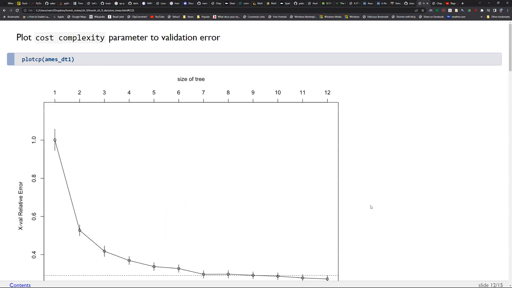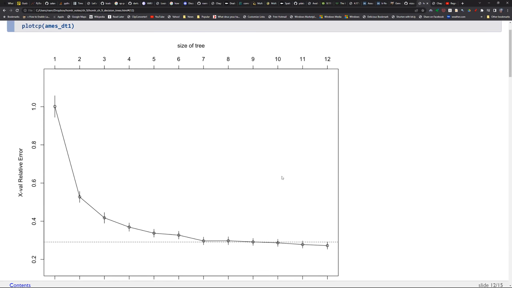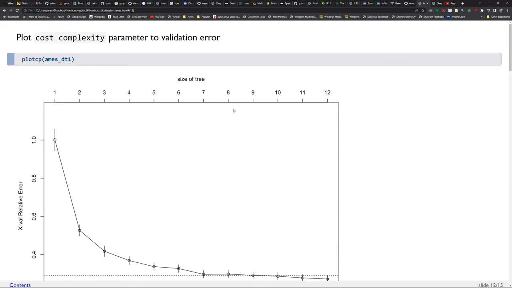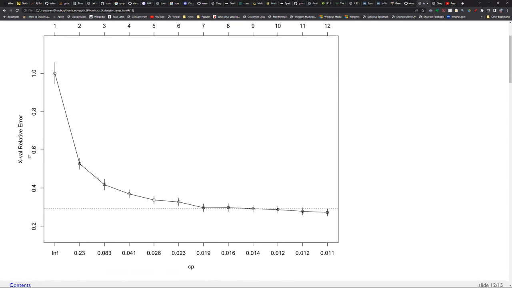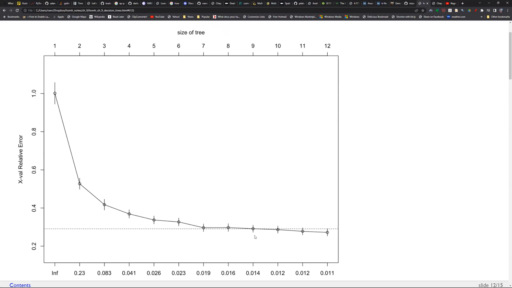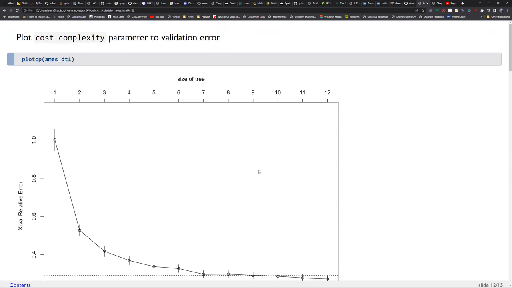So let's see how we can start tuning our parameters, hyperparameters. There's a function within rpart called plotcp, which gives you, at the x-axis, the size of the tree. It gives you the validation relative error, which is the sum of the squared errors. And then some information about the CP, which is aligned with the size of the tree.